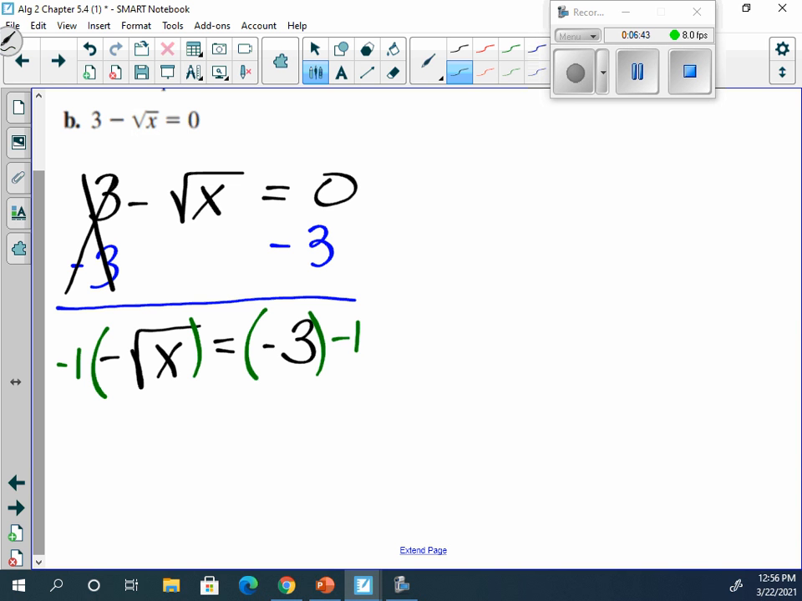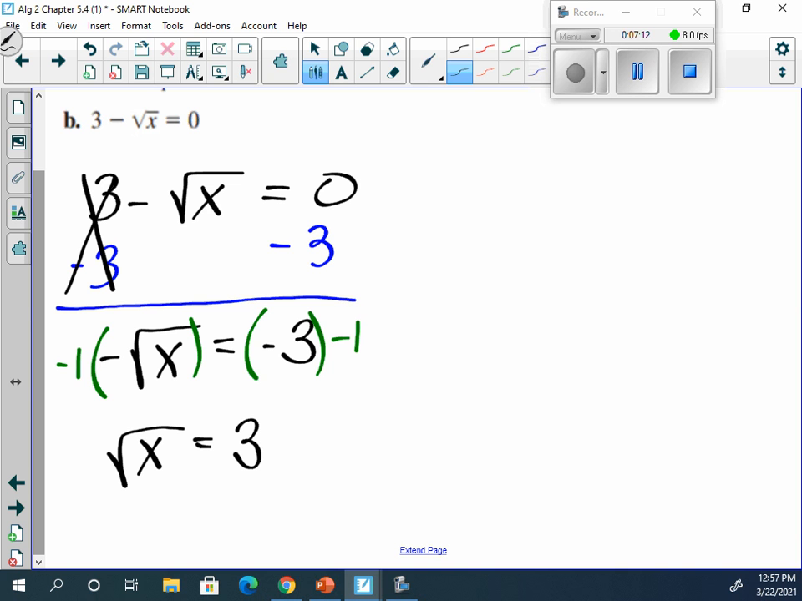Because we can multiply everything by negative 1, or we can divide everything by negative 1, because both of those will give us the same thing. Negative 1 times negative square root of x is going to be the square root of x. Negative 3 times negative 1 would be 3. If we had divided by negative 1, we would have gotten the same thing. So we can multiply or divide by negative 1.